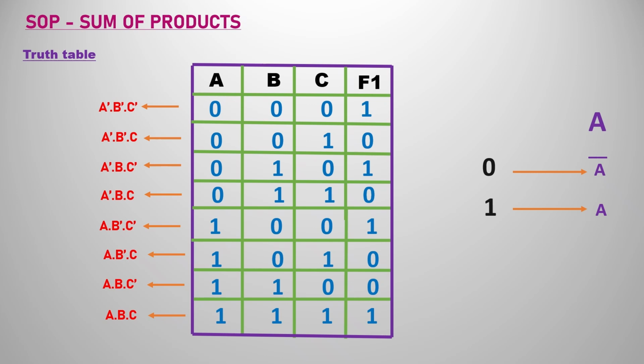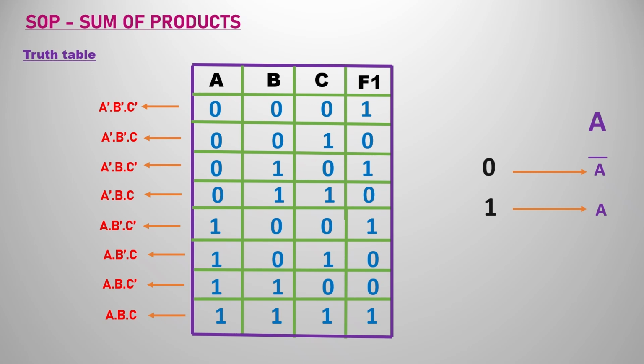As this is a sum of products, SOP, in the first row we have 0 0 0. Forget about the output column f1 for now. Just look at a b c, which are 0 0 0. As I said, 0 is represented as the variable bar, so I am taking a bar, b bar, c bar. I have highlighted it in red.